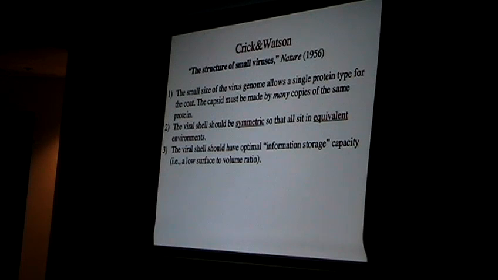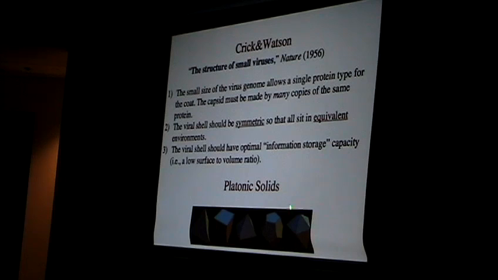And the last thing they said is that the viral shell should have optimal capacity. It means it has a good surface to volume ratio, because we want as much volume as possible and the surface to be as small as possible. One good candidate that meets all these three criteria among the platonic solids is the icosahedron, or its dual, the dodecahedron. If you want to make a structure with these three items, icosahedron or dodecahedron are very good candidates.